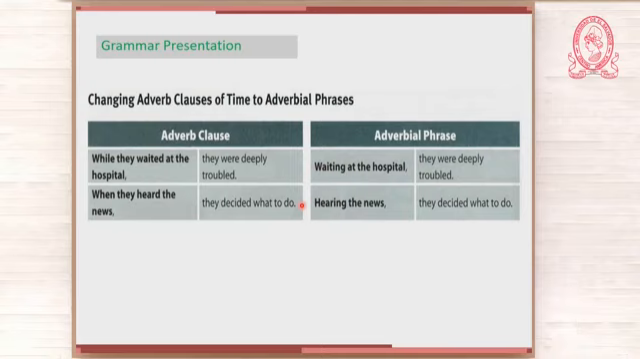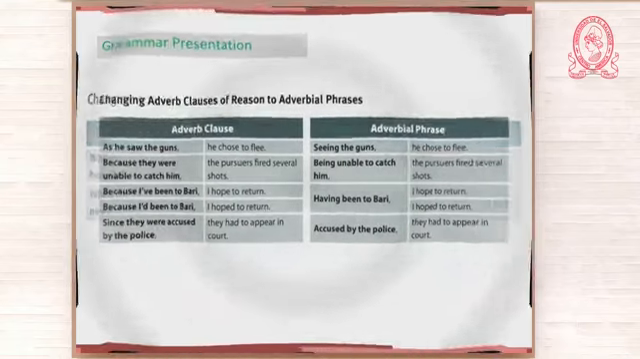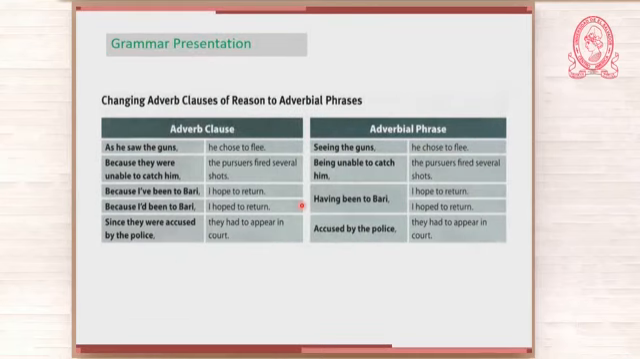Okay? So, what is the thing to remember? It is possible to omit the introductory word. Okay? Now, we have another slide. Remember that we're studying how to change adverb clauses to adverbial phrases, but here we have another kind of clause. It is an adverb clause of reason. And since we are giving a reason, we use as, because, and since. Okay?